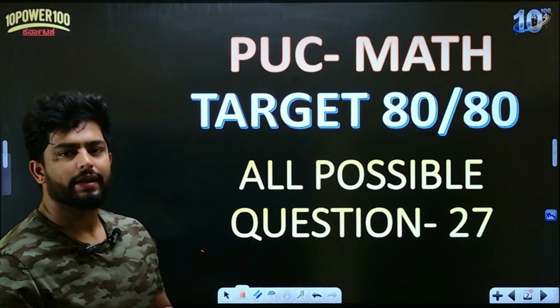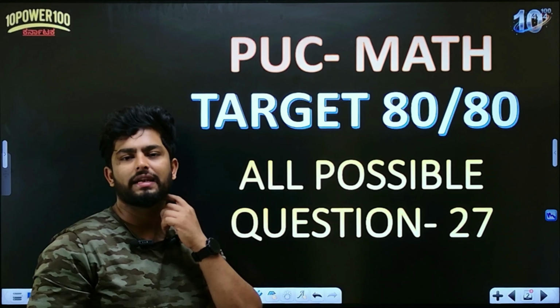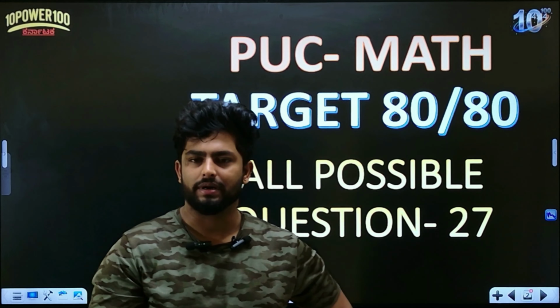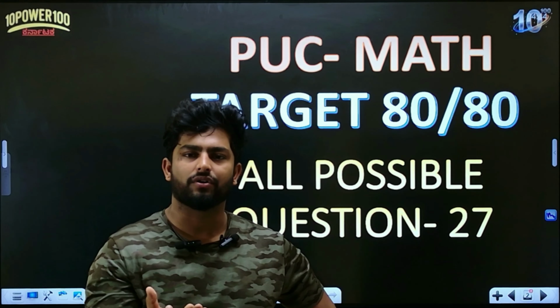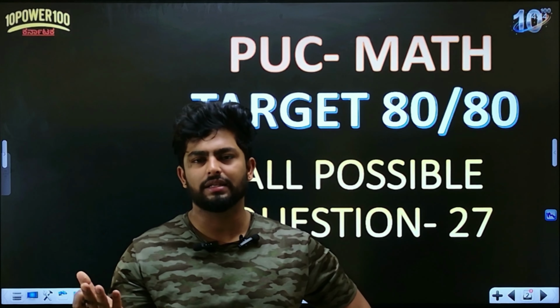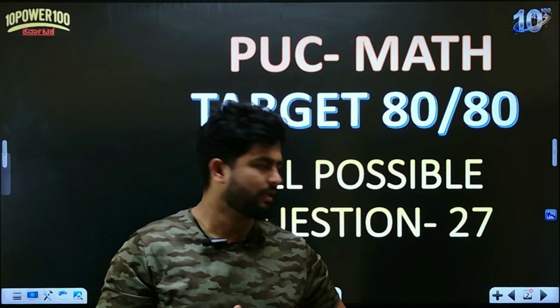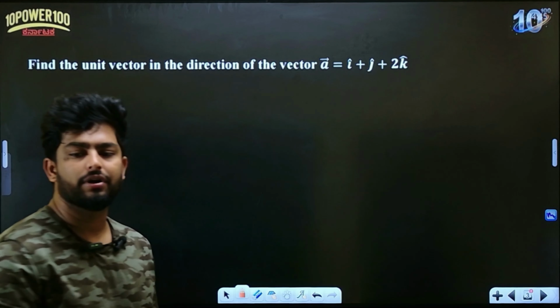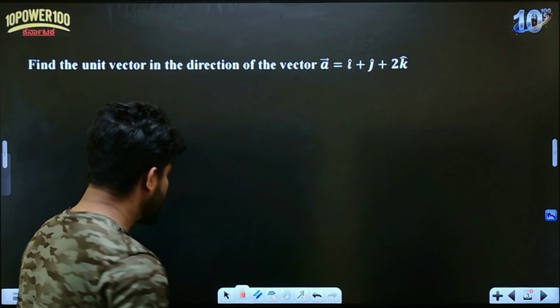So as I told you earlier, question number 27 is mainly from the vectors concept, okay? By referring to a model paper, I have taken all the questions. I have taken even more questions so that, even if they ask something else, you should be able to answer, right? So let's solve one by one. First one, unit vector question, okay. This concept is actually very easy.